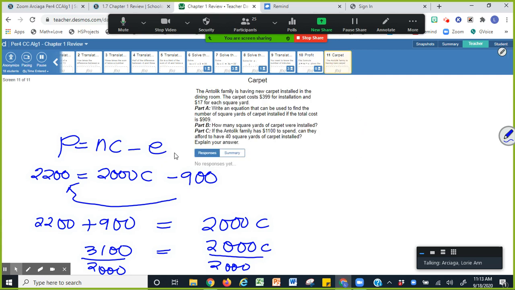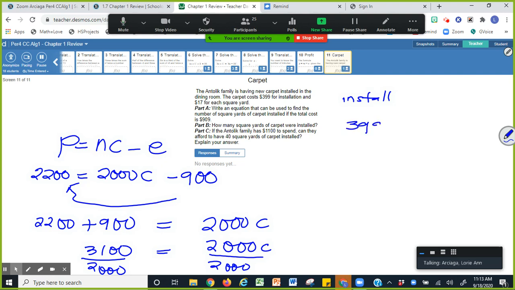Oh, did you take a picture? Okay. So the Antulik family is having a new carpet installed in the dining room. The carpet costs $399 for installation. That's a lot. So to install, you pay $399.